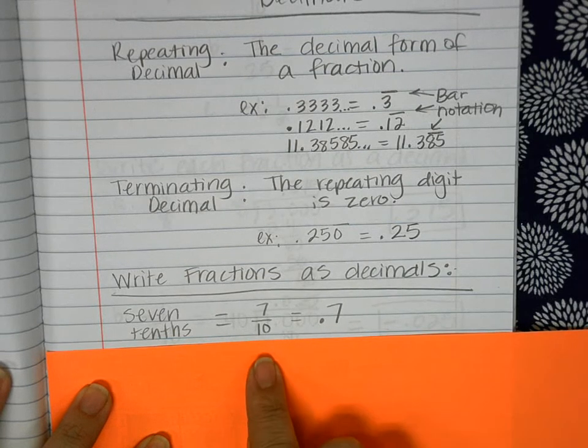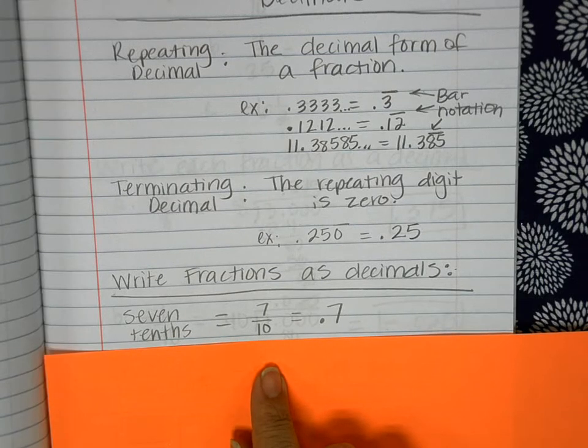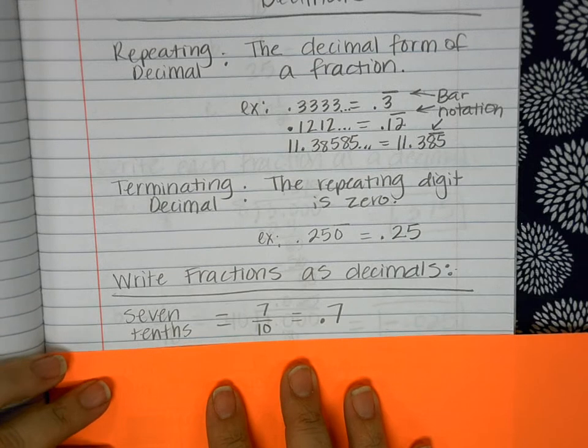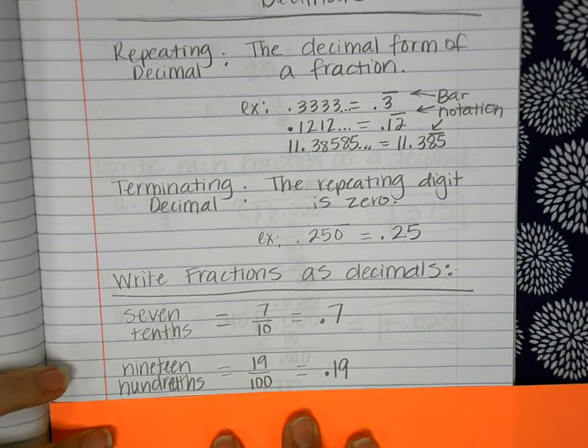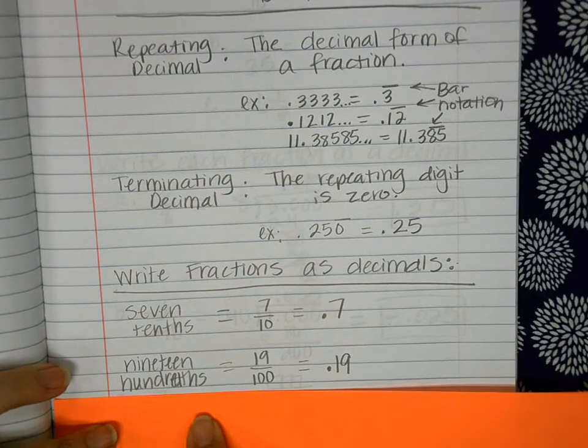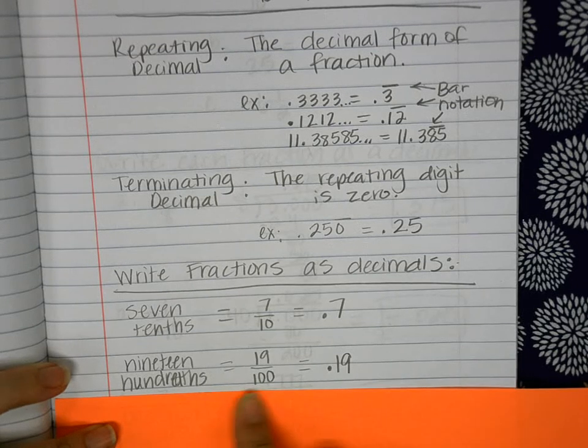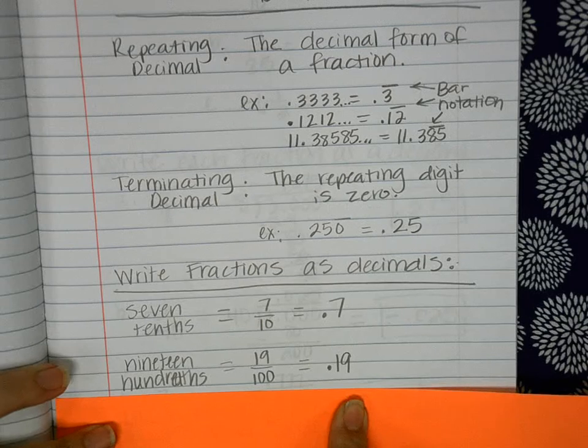Do you remember this from elementary school? Yeah. You started this back in like 3rd grade and you just kept going. Each year you did a little bit more. Okay, another example would be 19 hundredths. Hundredths with the D in it. So you put 19 over 100 and then as a decimal it's 0.19.